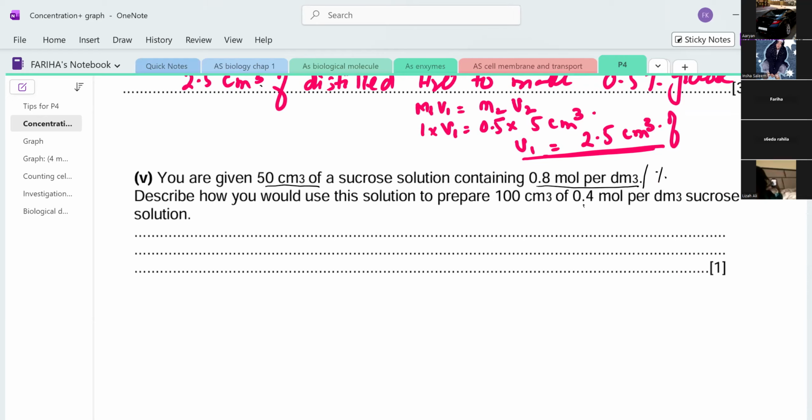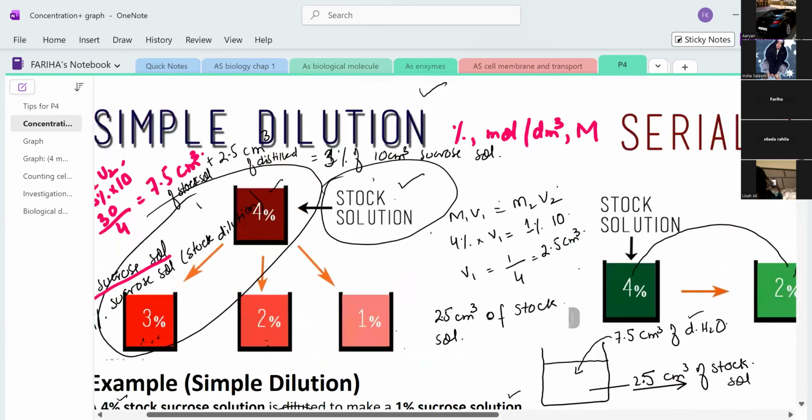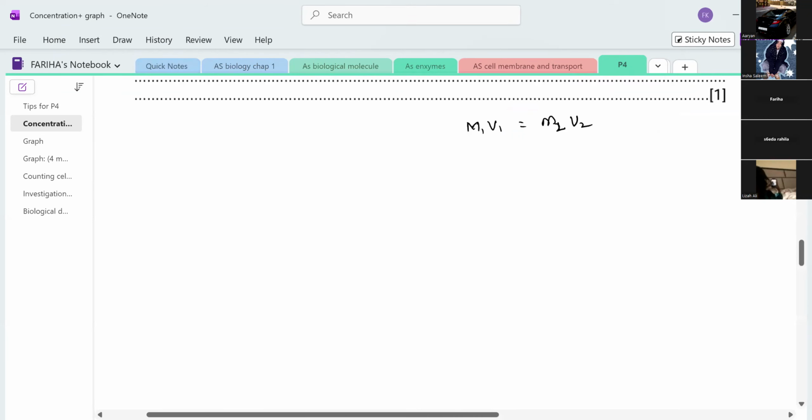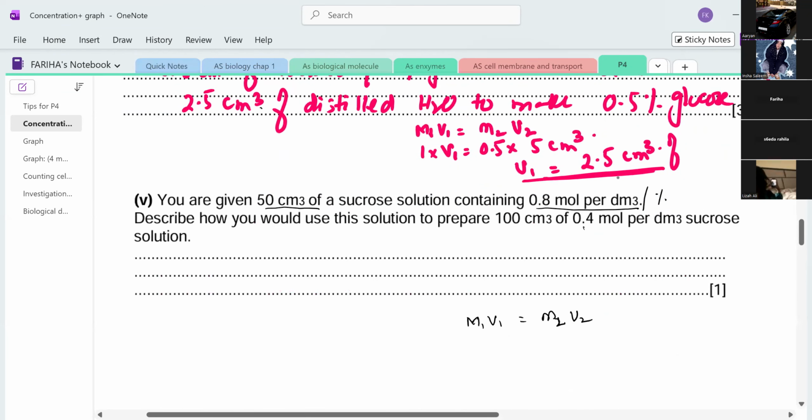M1 or M2? M1. What is M1? M1 is the stock solution, because we are preparing simple dilutions out of the stock solution always. The stock solution cannot change. So what is the stock solution in this case? It is 0.8 mole per dm cube. So 0.8. What is M2? 0.4. Very good. This is the concentration that we need to make.